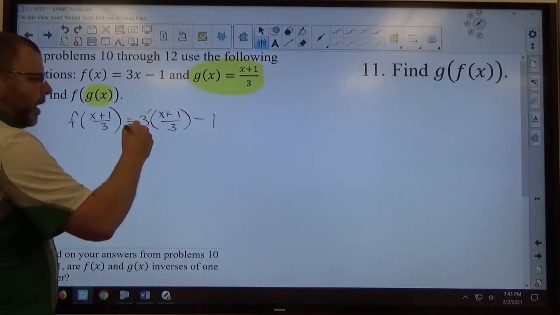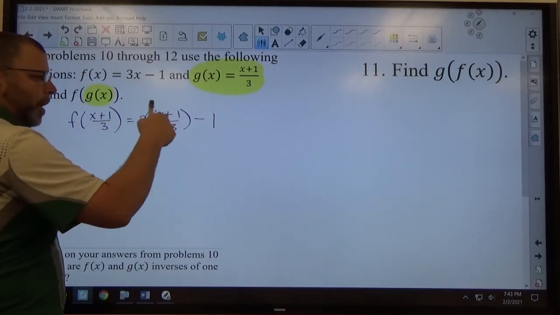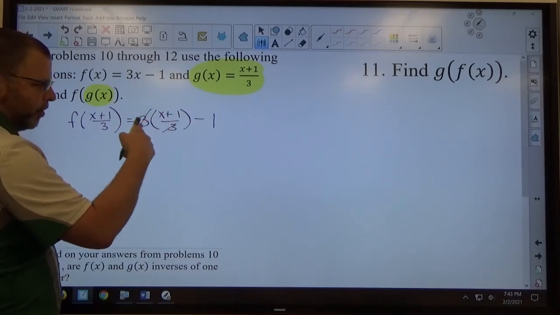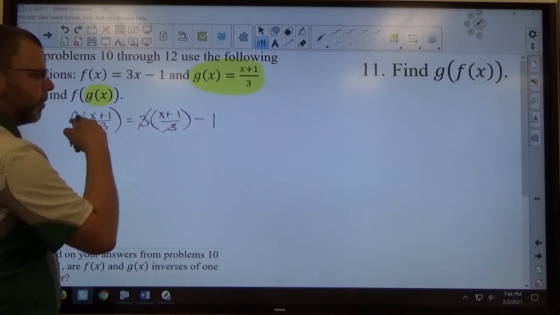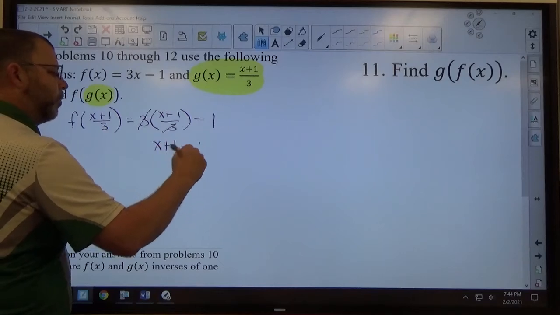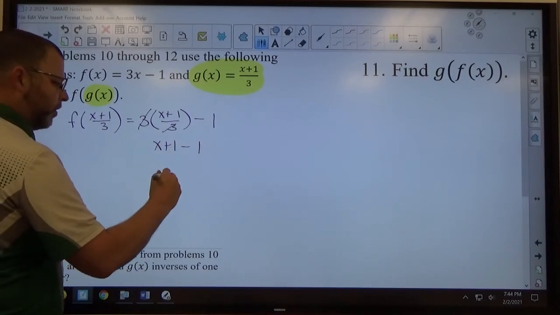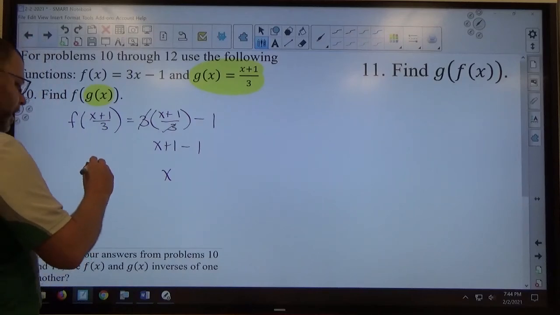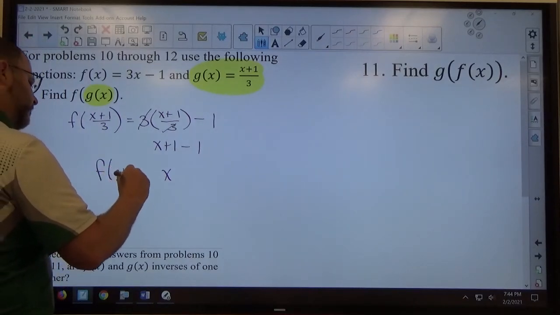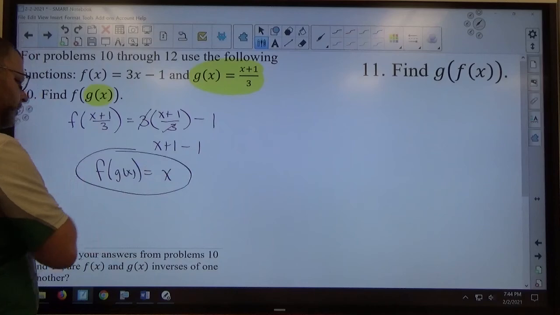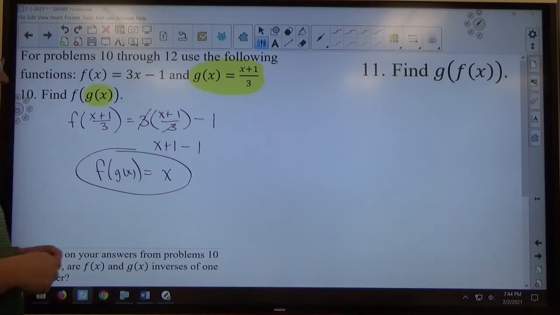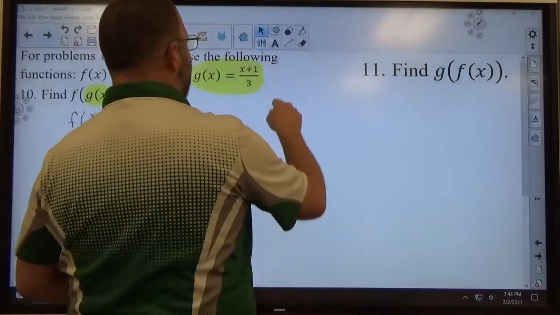And then this 3 cancels that 3. Multiplication, whole number times a division. Multiplying and dividing by the same number cancels. So x plus 1 minus 1. And then you combine like terms. 1 minus 1 cancels, leaving x. So f of g of x is equal to x. Okay. Then we move on to g of f of x.